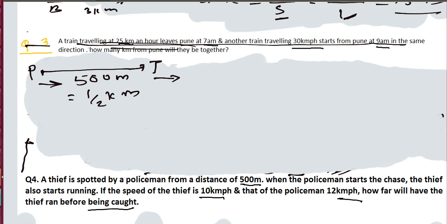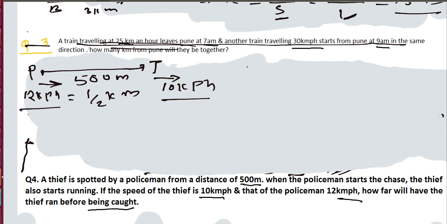The speed of the thief is given as 10 km per hour, and that of the policeman is 12 km per hour. The speed of the policeman is greater than the speed of the thief, so certainly he will be able to catch the thief. Now the question asked is, how far will the thief run before being caught? That means the distance traveled by the thief before being caught by the policeman. So let's first compute the time required to catch the thief.